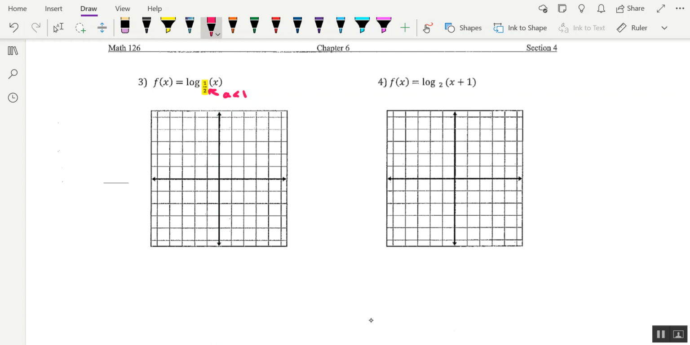So like we did in the previous video, let's go ahead and make a little table for x, and then log base 1/2 of x. Prior to transformations, these would be 2 points on the graph, 1 comma 0 and 1/2 comma 1. Let's go ahead and plot those 2 points, 1 comma 0 and then 1/2 comma 1.